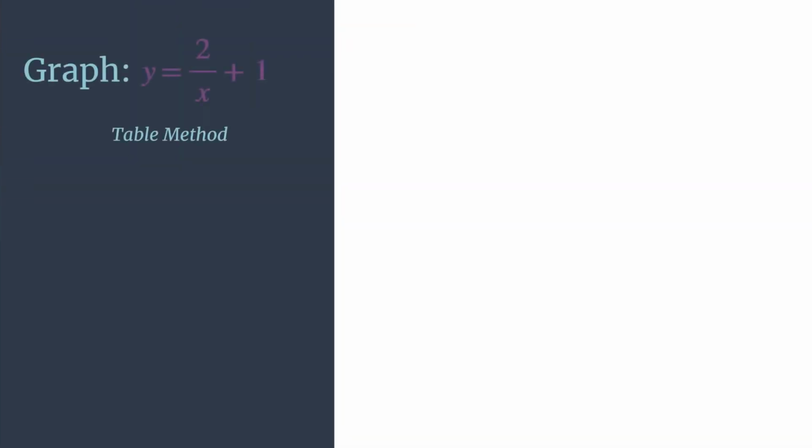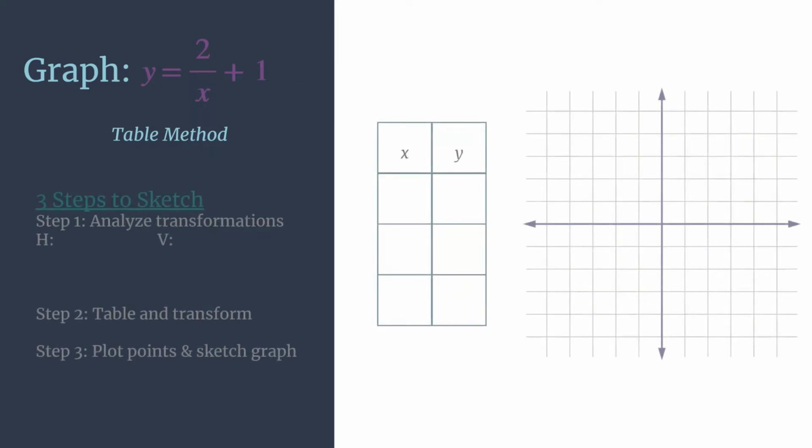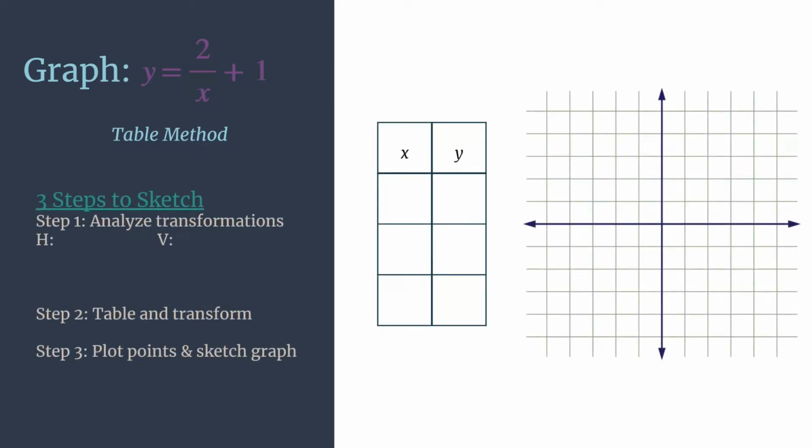All right, there's our reminder of our equation. And here's our setup. So we have our 3 steps to sketch outline and our table and grid. So remember, our parent function is y equals 1 over x. And this is the one that we nickname butterfly. So it has the curves in the first and third quadrant and the asymptotes on our axes. All right, so now that we have reminded ourselves of what we're starting with, let's look at the transformations.